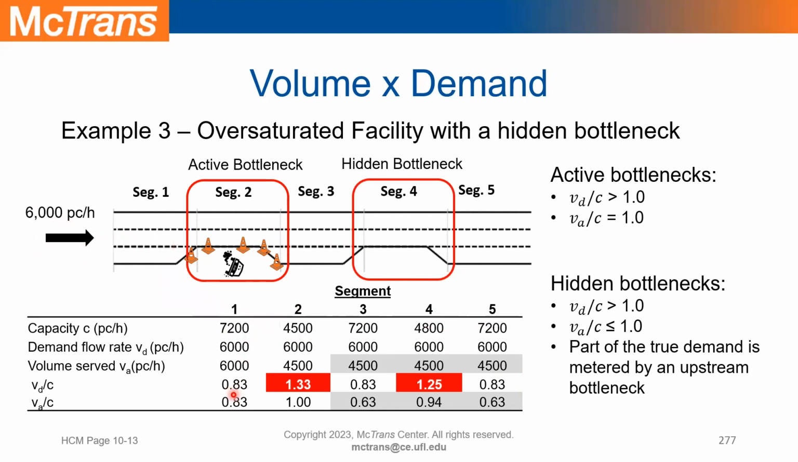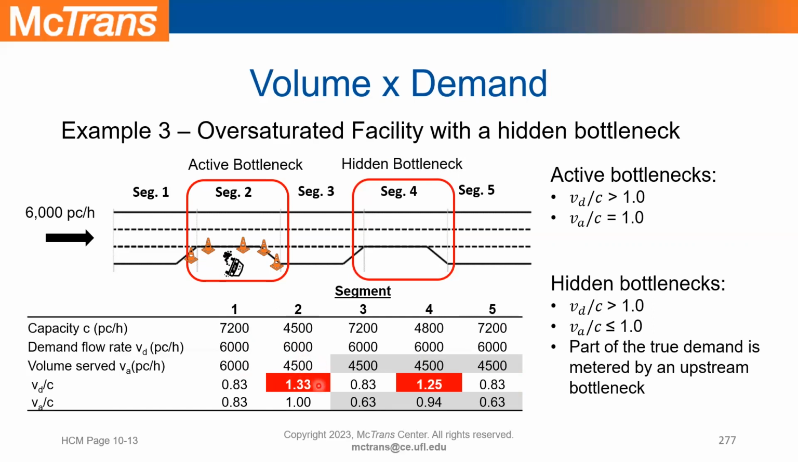They come into first segment. Basically, we have 6,000 demand, 7,200 capacity. We have excess capacity. We are able to serve all that demand. So volume served is going to stay at 6,000. Then for segment number 2, our capacity is 4,500, demand is 6,000, and we are going to only be able to serve to the extent the capacity allows us to do that. So we are only going to serve 4,500.